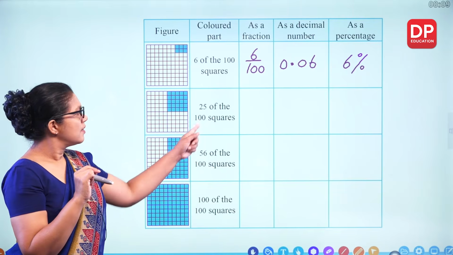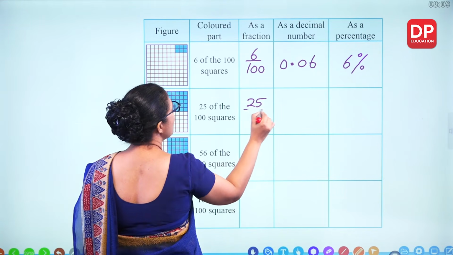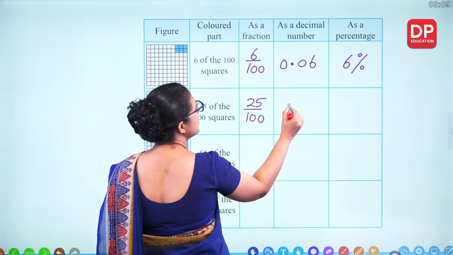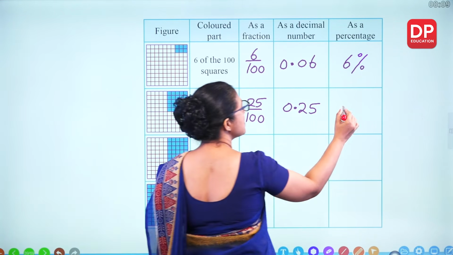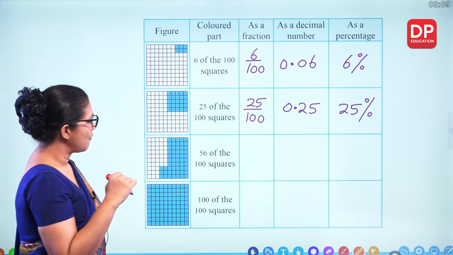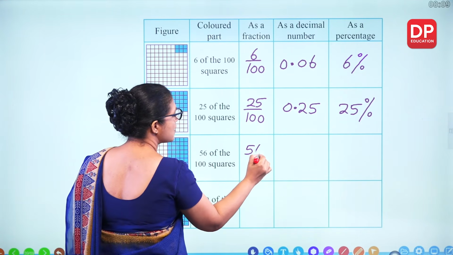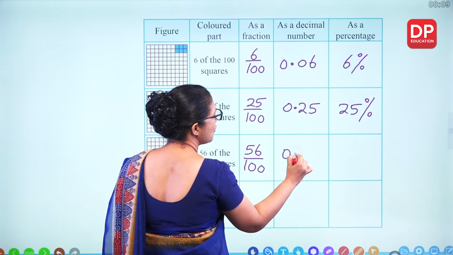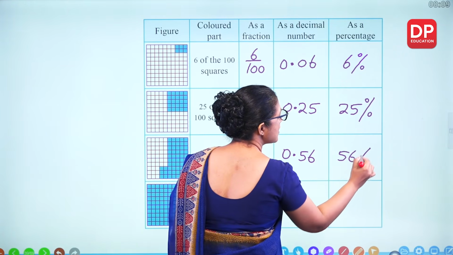25 squares colored out of 100. As a fraction, 25 over 100. And then as a decimal, we divide by 100, 0.25. And as a percentage, this is 25%. 56 out of 100 squares are colored, so 56 over 100. As a decimal, you divide, you get 0.56. And as a percentage, this is 56%.